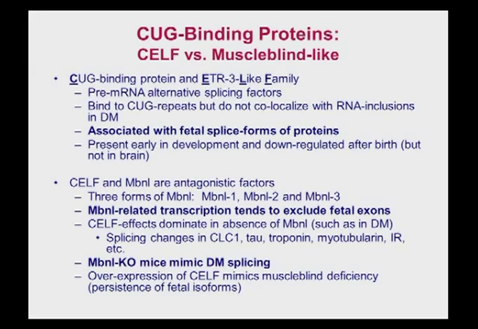We know that if you knock out muscleblind, you get a phenotype that's very similar to myotonic dystrophy, both in muscle, and we're starting to see perhaps even in brain that there is some abnormality of brain splicing as well. And if you overexpress CELF in mice, you get a similar effect of muscleblind deficiency, so that the CELF overwhelms the effect of the muscleblind and becomes the dominant factor in splicing. So there's a persistence of this fetal pattern of splicing.